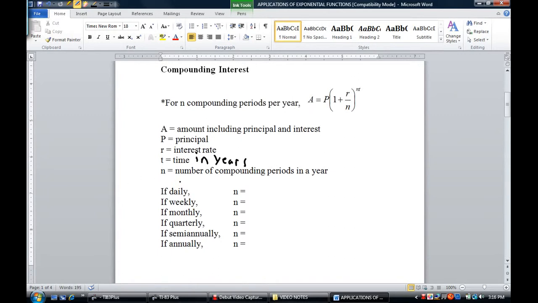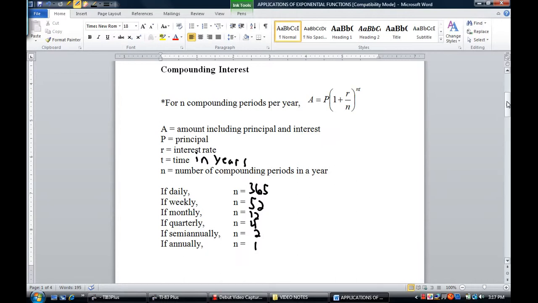Now, let's talk about the N a little bit more. If daily, hopefully you know there's 365 days in the year. Not every year, but we use 365. Some banks use 360. Weekly, hopefully you do know that there are 52 weeks in a year. Monthly is 12. Quarterly, there's 4 quarters in a dollar. That means there's 4 quarters in a year. Semi-annually is twice a year. Annually is once a year.